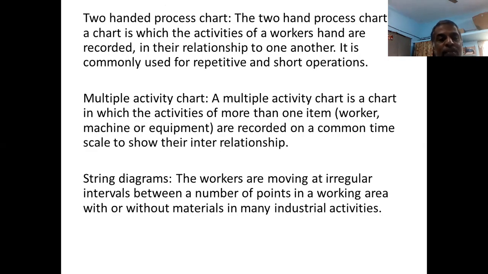Two-handed process chart. Sometimes people will be working on a table using both hands, like in assembly operations. It is most commonly used for repetitive and short operations, where the only parts of the body used by the workers in doing the job are the hands, both hands. Next, multiple activity chart. When one worker is doing more than one activity, using machines or equipment, the activities are recorded on a common time scale to show their interrelation.